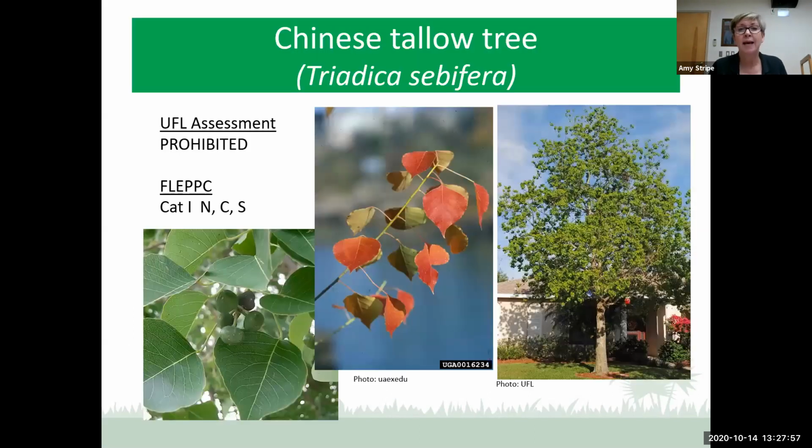Here's the Chinese tallow tree, Triadica sebifera. This is a prohibited species by the university, or not university, I should say. This is a regulated plant, but it is prohibited. The FLEPPC ranking is a Cat 1 in North, Central, and South Florida, so throughout the state.